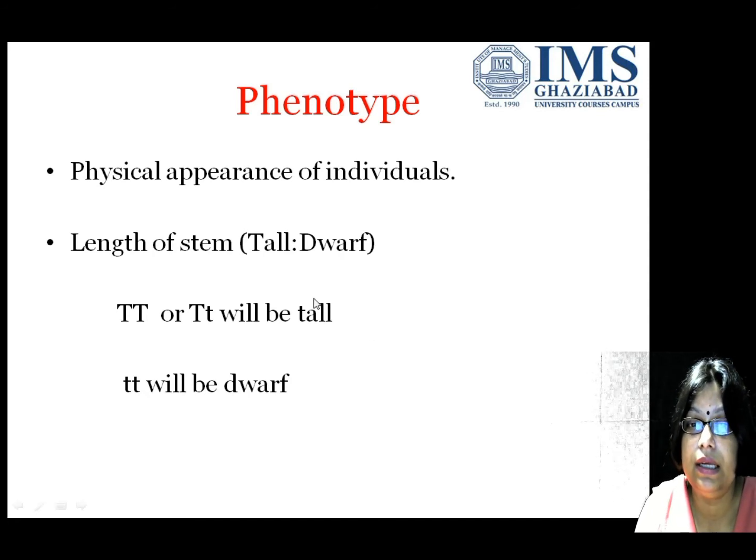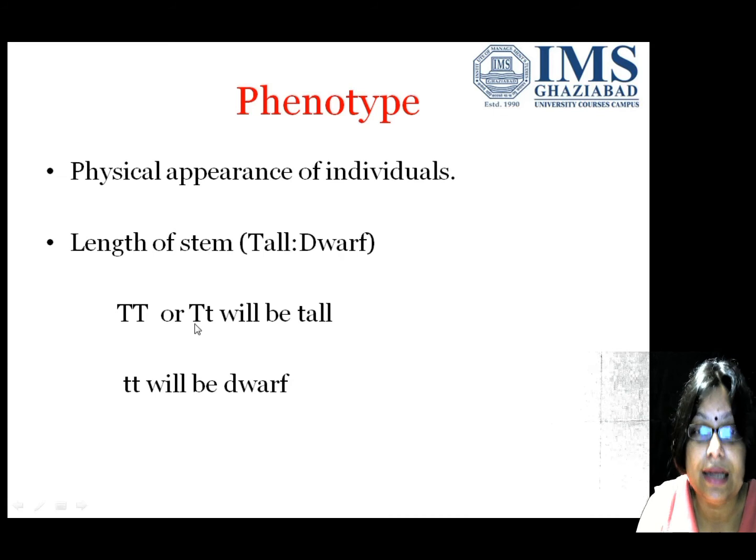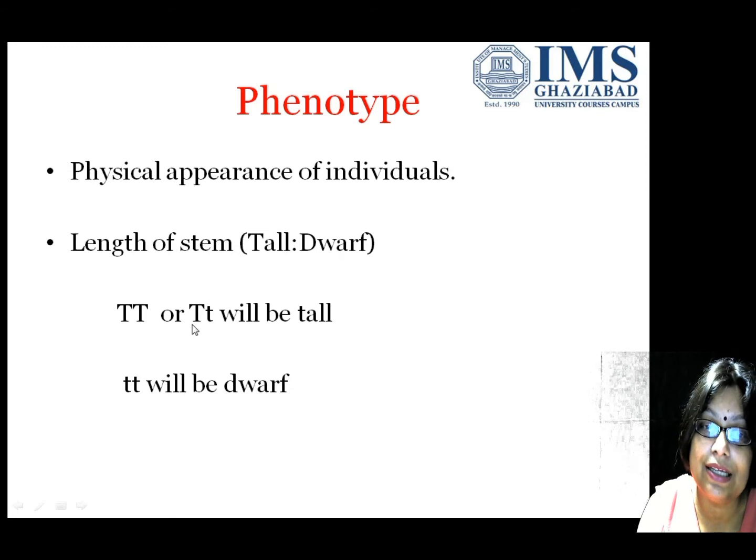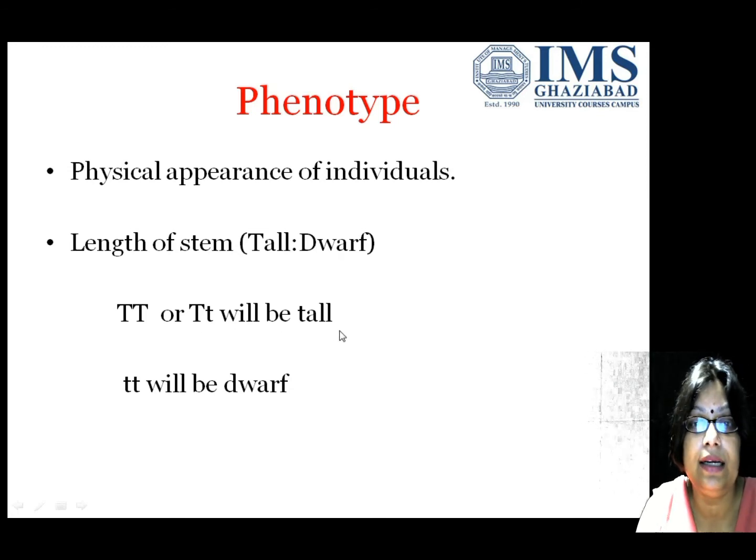Now, the point is, there is capital T capital T, or capital T small t. From this constitution, we can find out that there is a gene capital T which is present in the homozygous state. So the individual is tall in nature. And in another case, there is capital T along with small t. Capital T is dominant over small t, and again the individual will be tall.